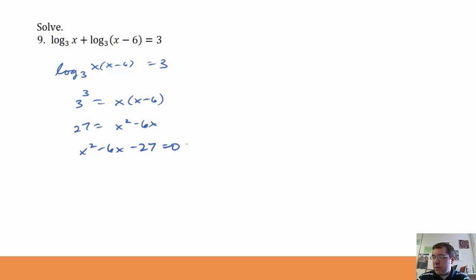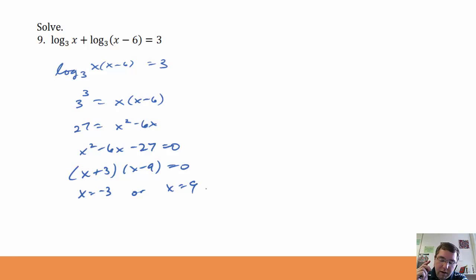Well, would factoring work here? Certainly it would. All I need is x plus 3 and x minus 9. 3 times negative 9 is negative 27. 3 plus negative 9 is negative 6. So that means x equals negative 3 or x equals 9.